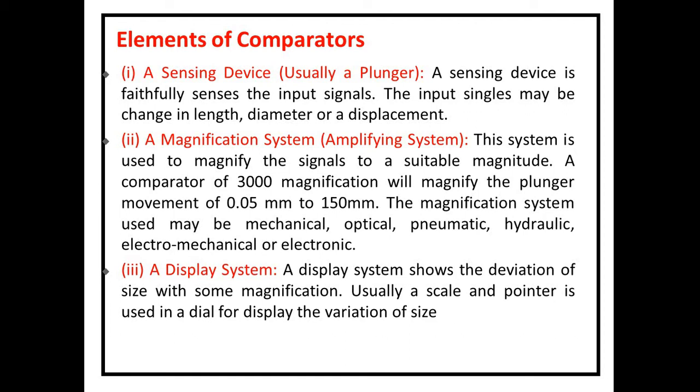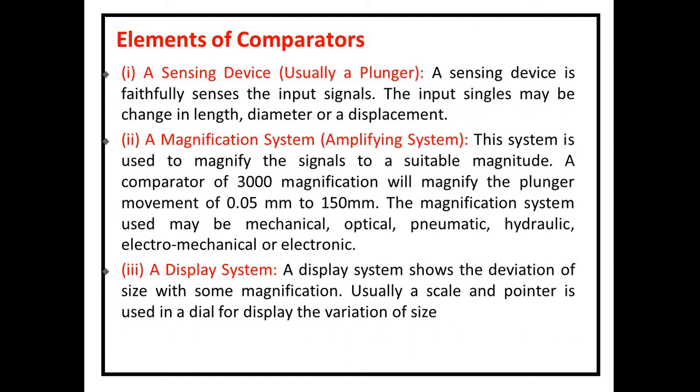The input signal may be a change in length, change in diameter, change in displacement. It can be anything. So the sensing device must recognize the input signal. Then the second element of the comparator is the magnification system or amplification system. As we studied, the input signal may be a very weak signal. The dimensional difference may be very small, say 0.001 mm, so 1 micron. It is a very small distance and very small dimensional difference.